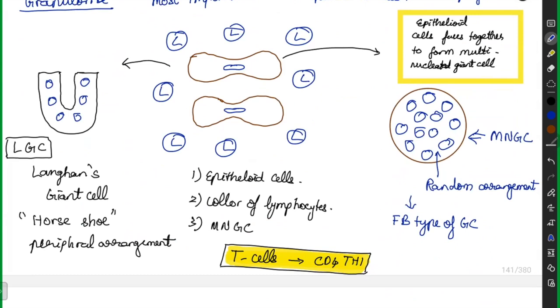They are going to consist of a collar of lymphocytes, and all those interleukins are going to be together, sticking to form epithelioid cells sticking to form a giant cell. So remember, the main thing here is your T cells. The mediator is going to be CD4 T helper cell 1. So in TB, you call it a Langerhans giant cell, because they are going to be arranged peripherally like a horseshoe.